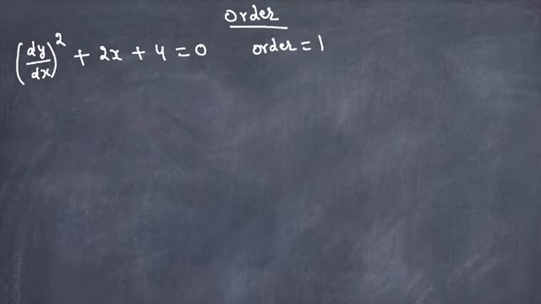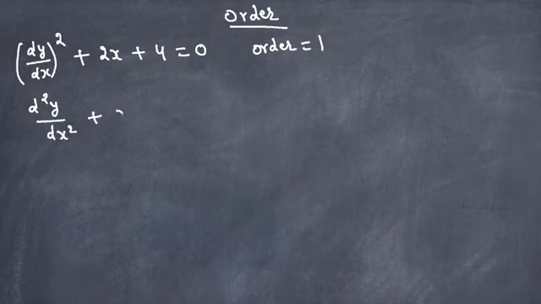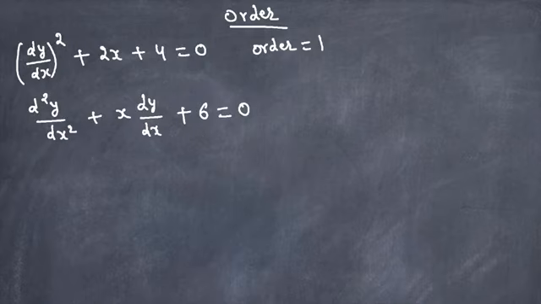So let me write down a second example to find the order. d squared y over dx squared plus, let's say, x dy over dx plus 6 is equal to 0. In this case, the order of this differential equation is the order of the highest differential coefficient. This is a second derivative, d squared y over dx squared, so the order is 2. If it's a third derivative, order is 3.